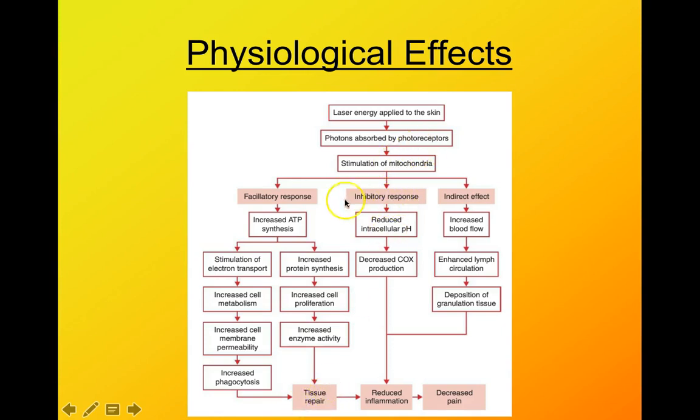We also get an inhibitory response. So we reduce the intracellular pH, which we know gets increased with injury. We also decrease COX production. So COX, for those of you that have not taken drugs in sport yet, cyclooxygenase, is an enzyme that typically appears during the inflammatory process. And it is what creates some of our chemical mediators to our inflammatory process.